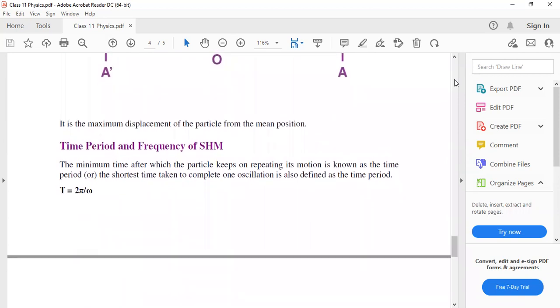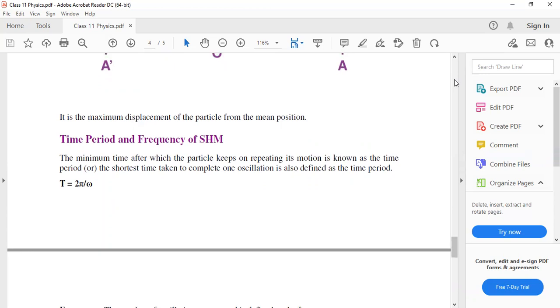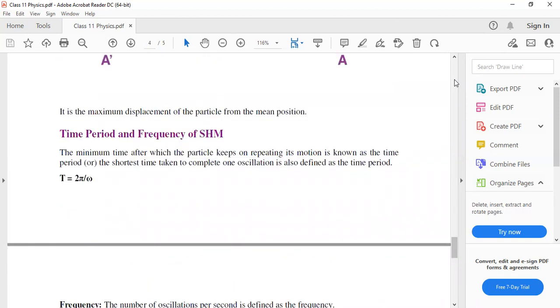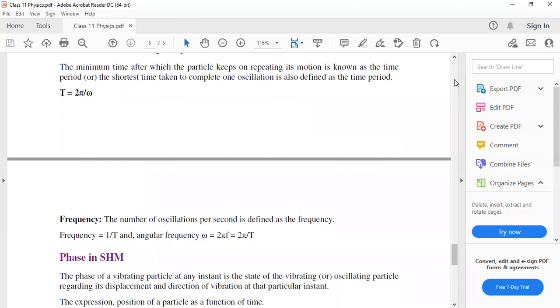Now, if we want to talk about the time period and frequency of SHM, we all know that the minimum time after which the particle keeps on repeating its motion is known as the time period. It is the shortest time taken to complete one oscillation, and the time period capital T is 2 pi upon omega. The frequency is the number of oscillations per second, that is 1 upon T, and the angular frequency omega equals 2 pi f, or 2 pi upon T. That is the time period and frequency of simple harmonic motion.